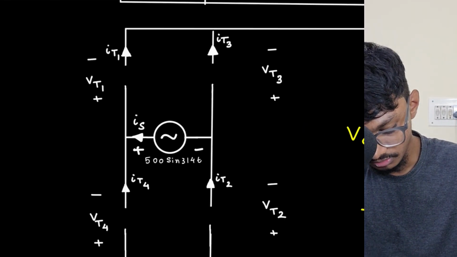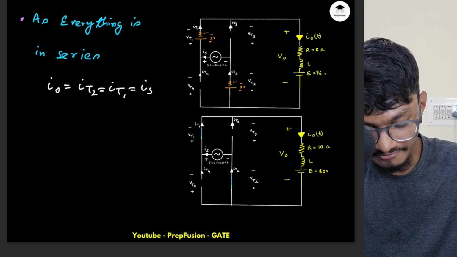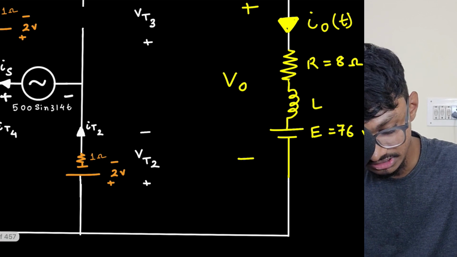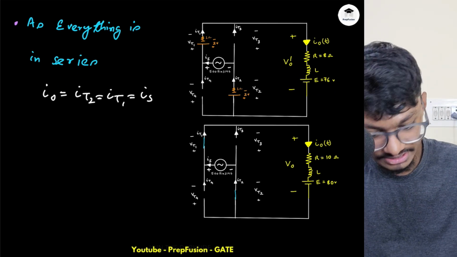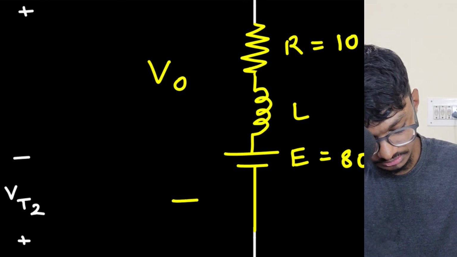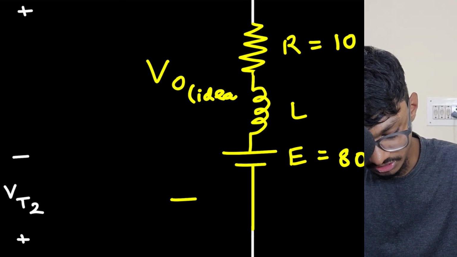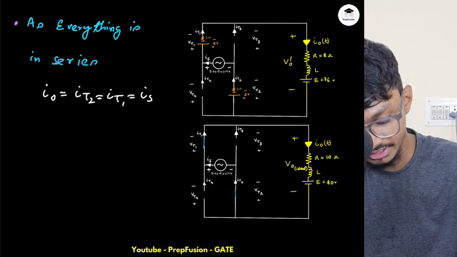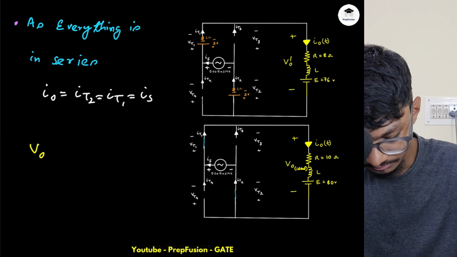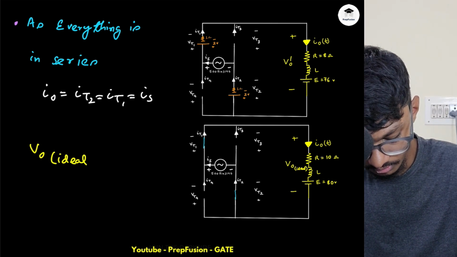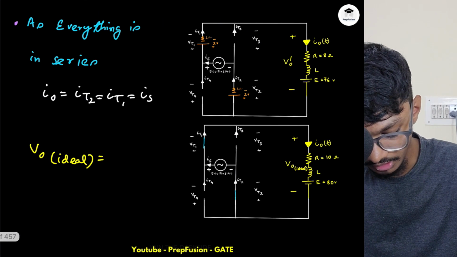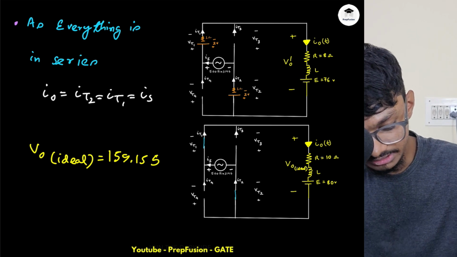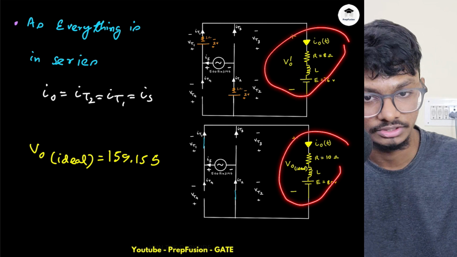So these are on, this is on, this is on. Now the switches are ideal, and for the ideal case, what VO average can I get? This is VO dash, but this is VO ideal, because I've assumed the load is there but these switches are ideal. So VO ideal, which I have already computed, is 159.155 volts.